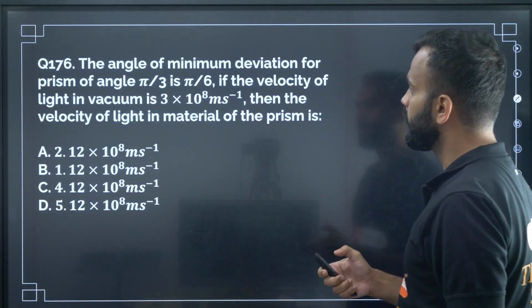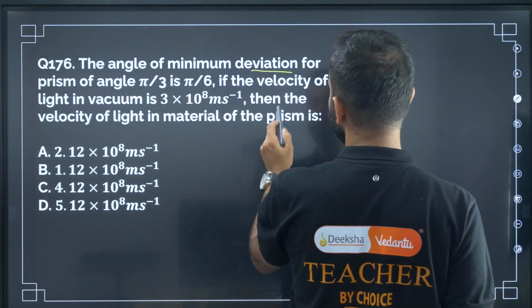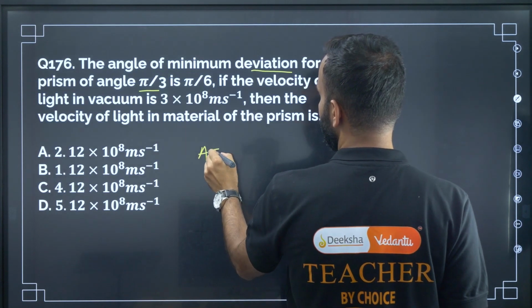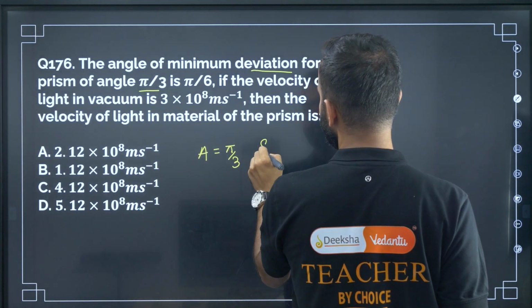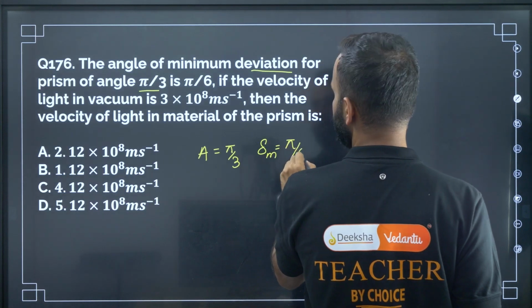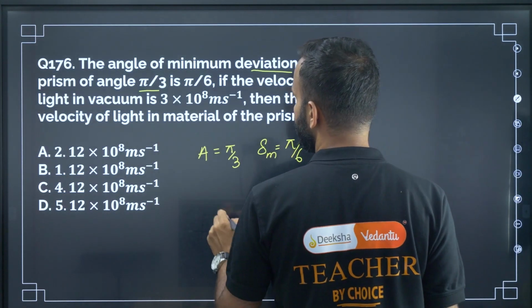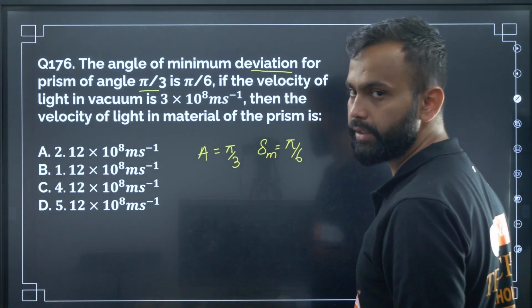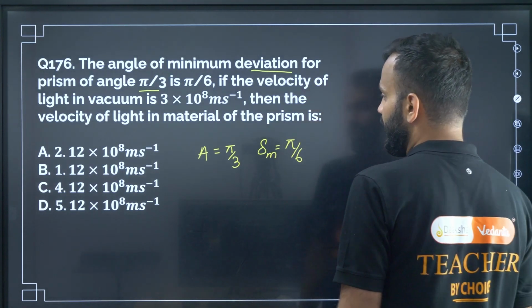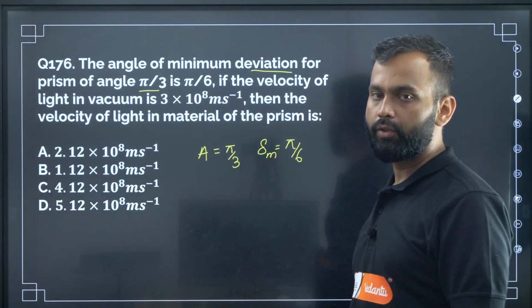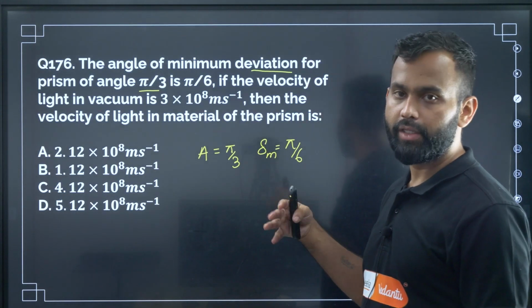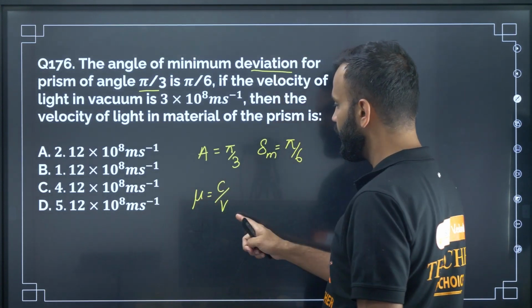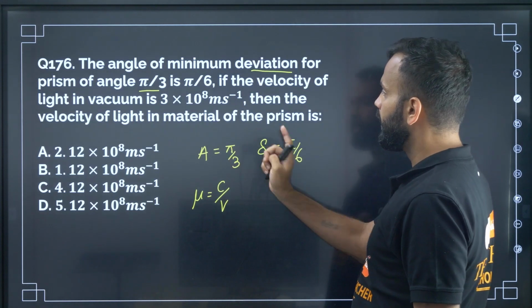Okay, next question, question number 176. The angle of minimum deviation for a prism of angle pi by 3 is pi by 6. That is, A equal to pi by 3, delta m equal to pi by 6. If the velocity of light in vacuum is 3 into 10 to the power 8 meter per second, then find the velocity of light in the material of the prism. So let us find the refractive index of the prism. From that we can easily find the velocity of light in the material of the prism, right? Here the refractive index of the prism mu equal to C divided by V, where V is the velocity of light in the material of the prism.